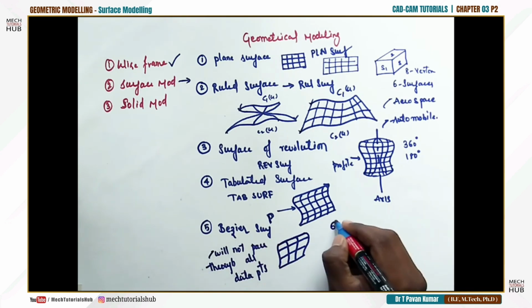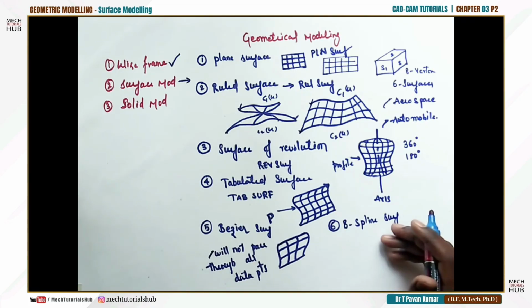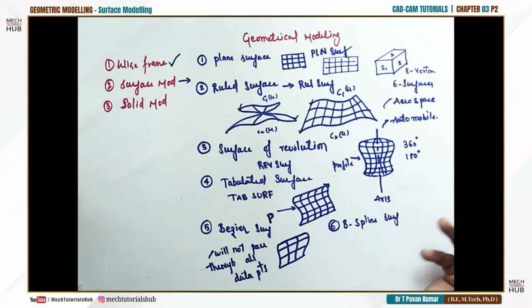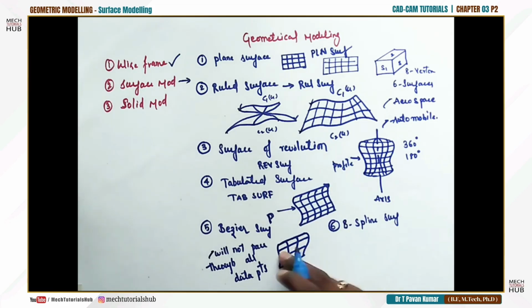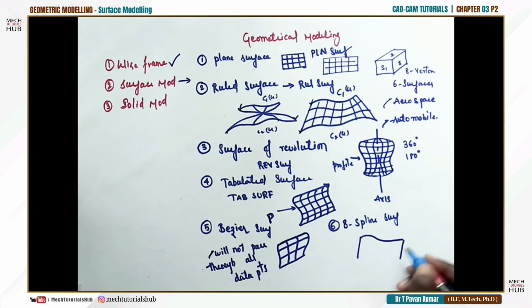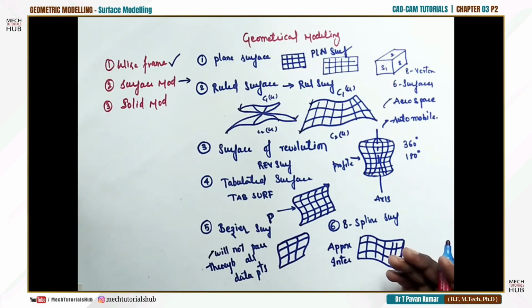Similarly, number 6 is the B-spline surface. With the B-spline surface, the way we have discussed, local control of the surface is possible. We have flexibility, like the curve can be controlled something like this. The two curves may not be of the same shape, but still we can make a surface. In B-spline we have both approximation and interpolation types. In approximation it may not pass through all the data points, whereas in interpolation it will pass through all the points.